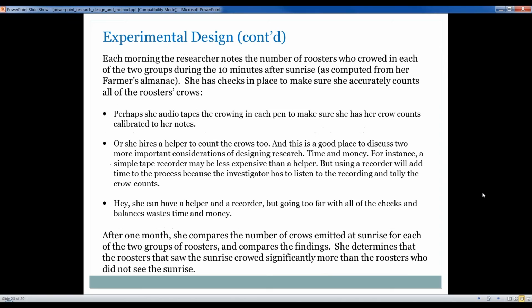Okay. So each morning, the researcher notes the number of roosters who crowed in each of the two groups during the 10 minutes after sunrise. And again, she's computed that from her farmer's almanac. So she has checks in place to make sure she accurately counts all of their crows. Now, this is going to be hard to do because she has two pens of crows, right? So she might need a helper. She also might want to audio tape as she's doing it, just as a backup. So it's good to put these kinds of things in your plan. Think it through. Be holistic about it.